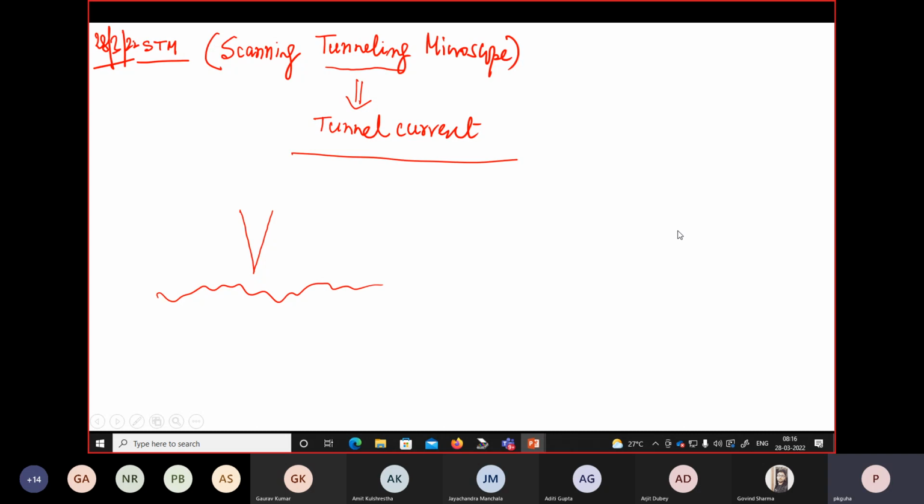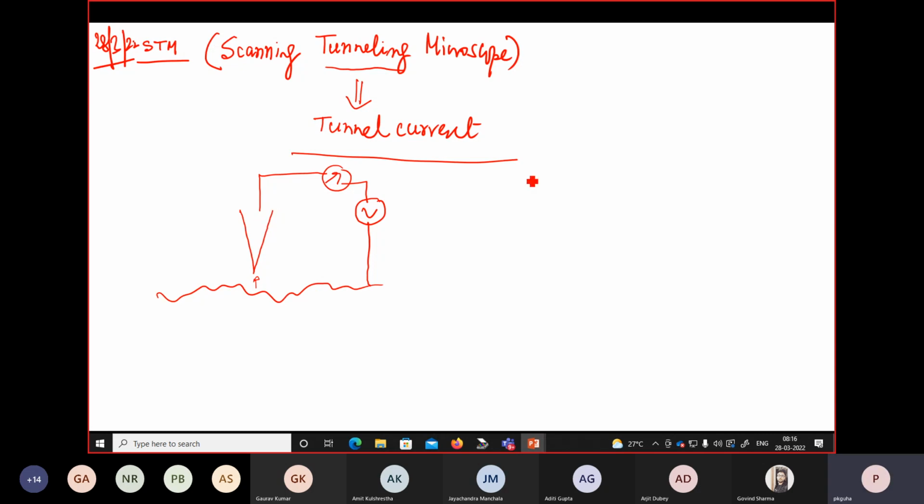This tiny sharp probe of STM, when it comes close to your nanostructure, there will be tunnel current, okay, between the probe and the nanostructure. So if you can measure this tunnel current, you will be able to map the surface of the nanostructure, right?